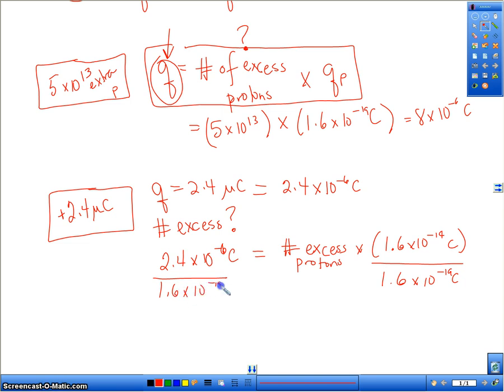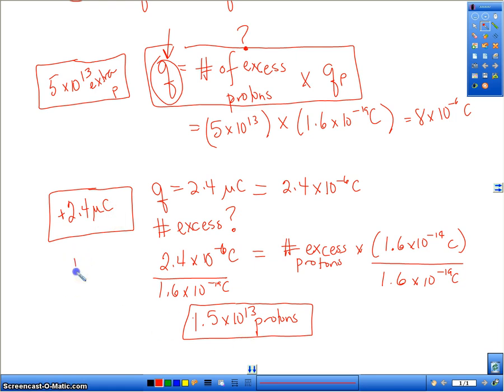So you're going to plug that in your calculator. 2.4 times 10 to the minus 6 divided by 1.6 times 10 to the minus 19 gets you 1.5 times 10 to the 13 protons. So that's how many protons you would need in order to create this charge of 2.4 times 10 to the minus 6 coulombs, or 2.4 microcoulombs.